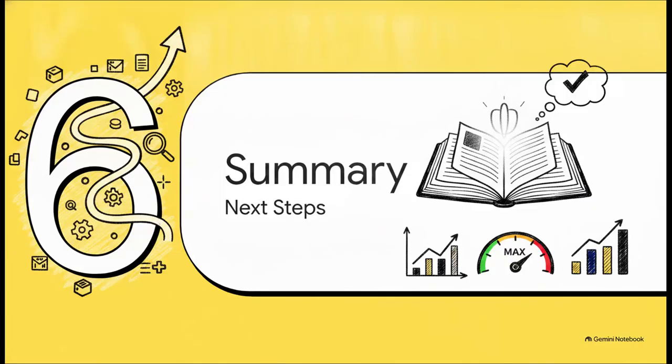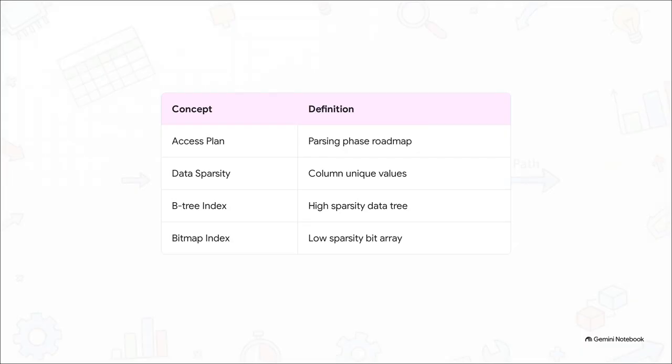And finally, Section 6, Summary and Next Steps. You made it. Congratulations on navigating what is honestly an incredibly dense and technical topic. Let's do a quick wrap-up review, starting with some core definitions you'll definitely need to know. Remember, the access plan is your mathematical roadmap generated during the parsing phase. Data sparsity measures the number of unique values in a column. For high sparsity data, we lean on the upside-down B-tree index. And for low sparsity data with repeating categories, we deploy the bit array bitmap index.